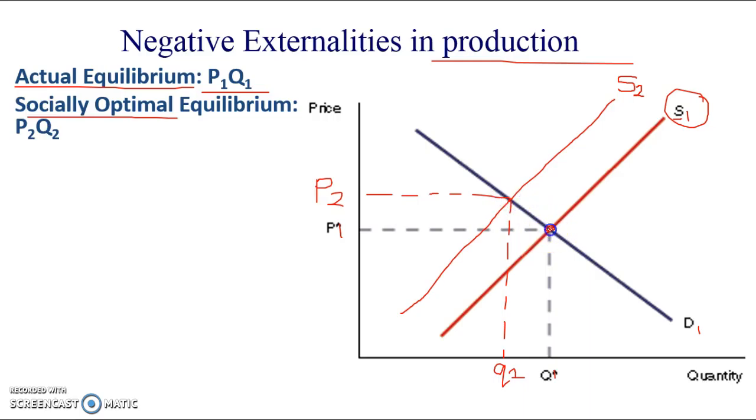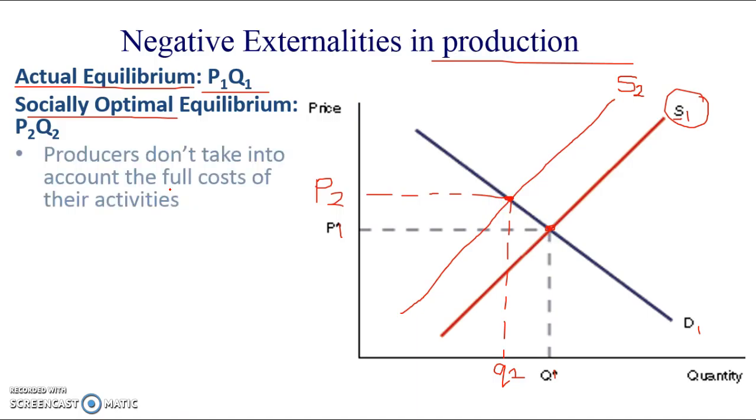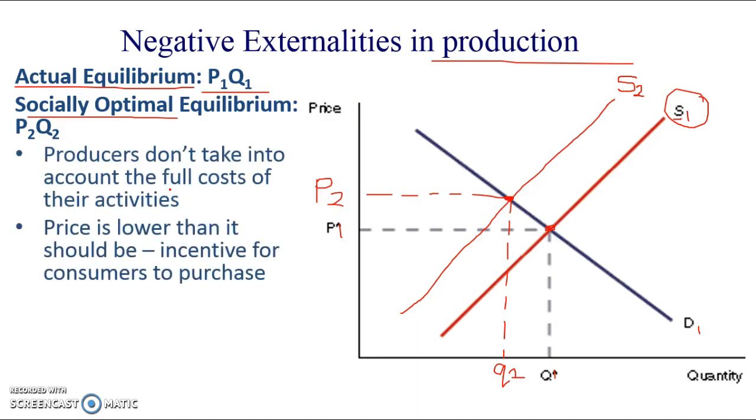So we're here, we're actually here, but we wish we were here, if we're taking all the costs into account. So what happens is producers don't take into account the full costs of their activities, and this means that the price actually ends up being lower than it should be. And we know when price is lower than the full cost would reflect, we actually have this incentive for consumers to purchase. So rather than the quantity demanded being here, it's actually here. It's kind of this extension of demand here.